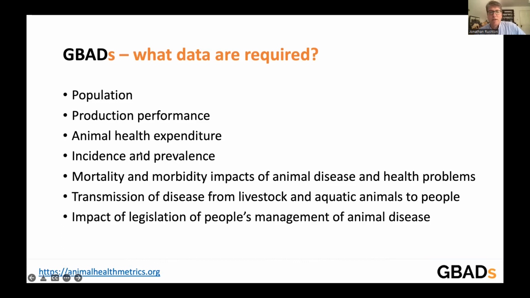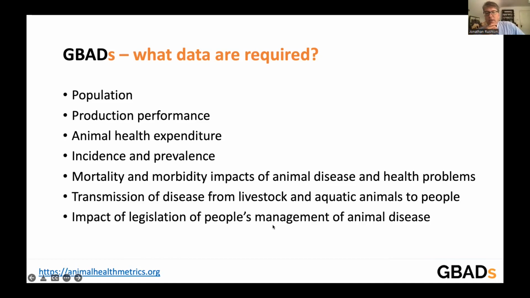So we've got a bit of a challenge in that space. We need better information about the levels of disease, both incidence and prevalence. And something we are lacking in the literature is what is the real impact of any particular disease or health problem on mortality or on morbidity. Again, these sound really straightforward, but for some of our really big ticket diseases, we actually don't know what the impact is, and we're making guesses all the time.